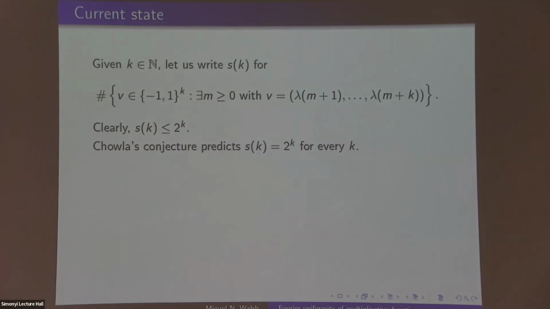And I think it's very useful in understanding the progress that's been happening in the last 10 years on these things. So given a natural number k, let us write s of k for the number of length k sign patterns that are realized in the Liouville function. So these are the sequences of 1 and -1 of length k that are actually realized as consecutive values of the Liouville function, for which there exists some natural number n such that these are the values of the Liouville function at n+1, n+2, and so on until n+k. So obviously the number of sign patterns is at most 2 to the k.